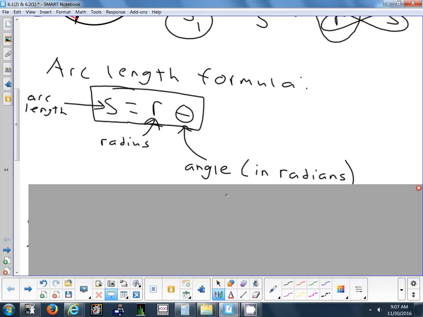Since these are both lengths, arc length is a length, and radius is also a length, they have to be in the same unit. And they should be in most cases. But if you ever get a problem where they gave you an arc length in feet and a radius in inches, you can't do that. You got to have everything in the same measurement to use that formula.